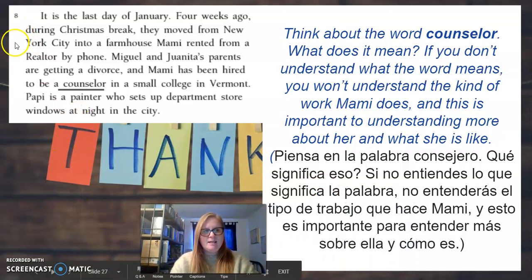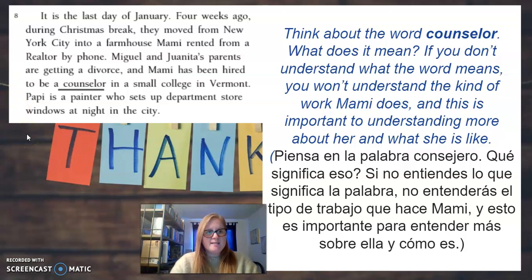paragraph 8 in A New Life in Vermont. It is the last day of January, 4 weeks ago during Christmas break. They moved from New York City into a farmhouse Mammy rented from a realtor by phone. Miguel and Juanita's parents are getting a divorce, and Mammy has been hired to be a counselor in a small college in Vermont. Poppy is a painter who sets up department store windows at night in the city.